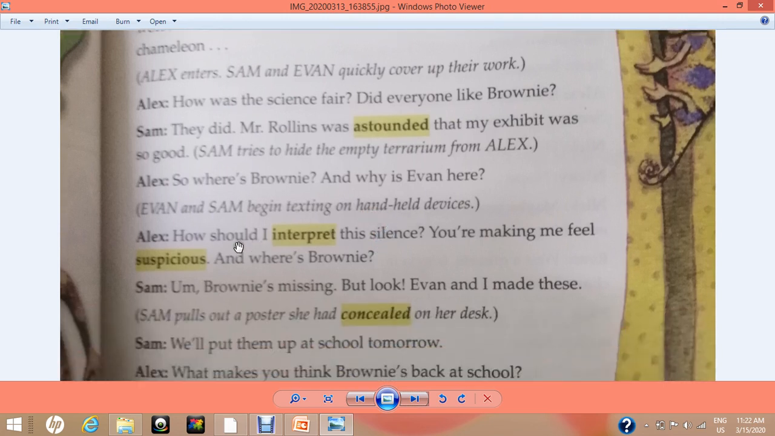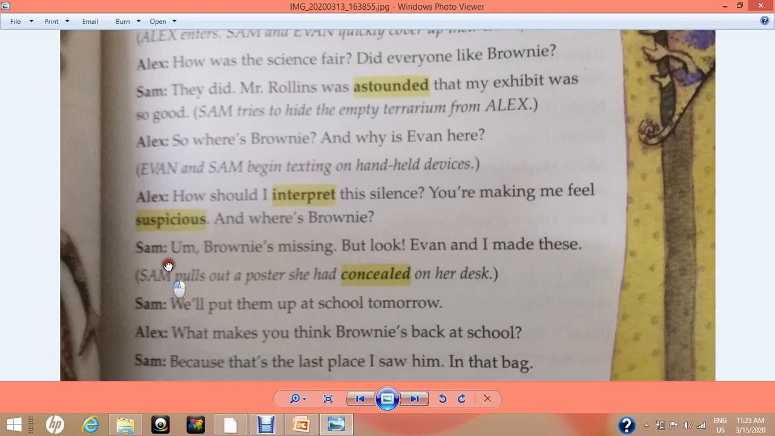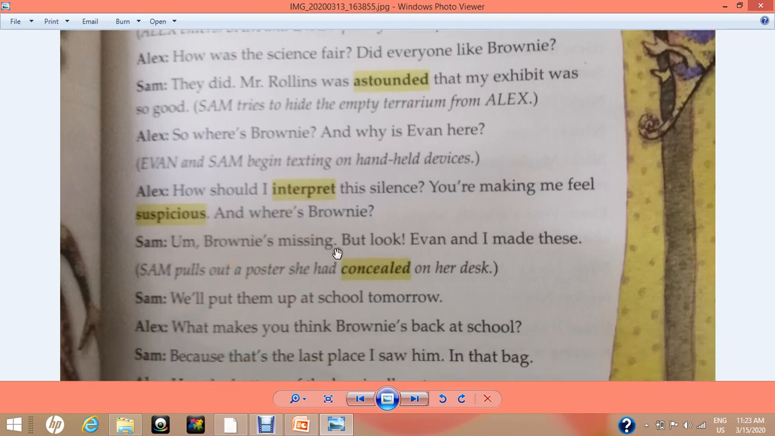Alex, how should I interpret their silence? You are making me feel suspicious. And where is Brownie? Sam, Brownie is missing. Brownie is missing. But look, Evan and I made these.